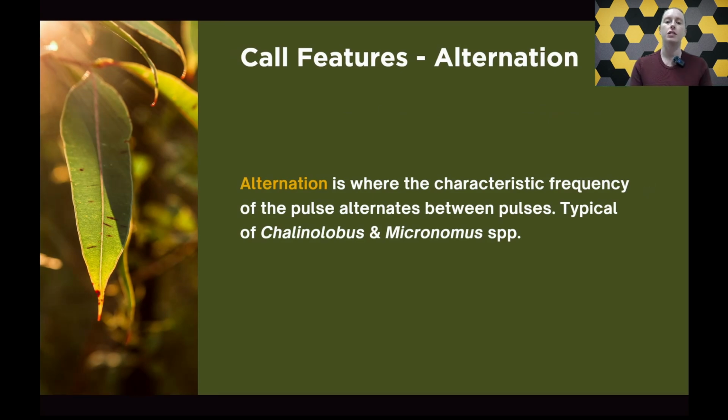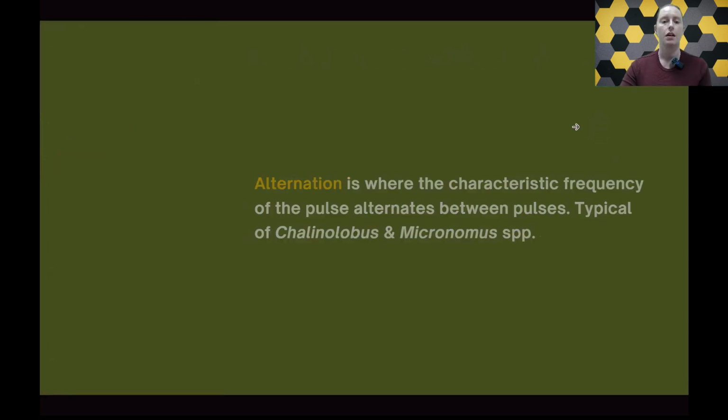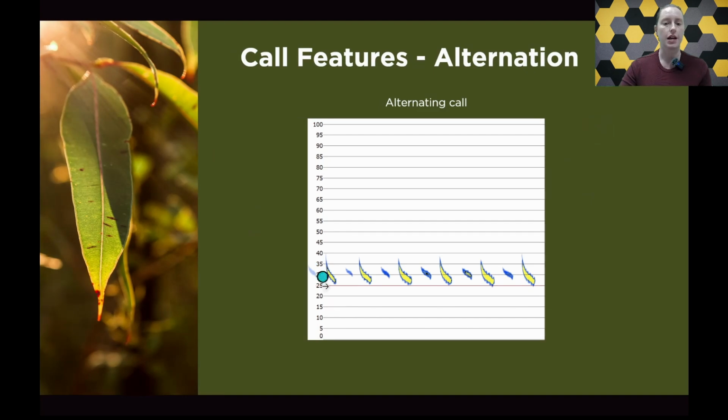Alternation is where the characteristic frequency of the pulses alternates between the pulses. In Australia, we see this very typically in Chalinolobus and Micronomus species, but there are other species all around the world that use alternation. So alternation looks like this. You often will see alternation in both frequency, but also in call intensity. So you can see you've got a strong call and a weak call, strong call, then a weak call. And you can see those changes in frequency between each one.